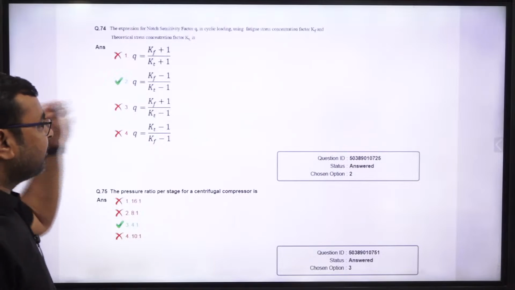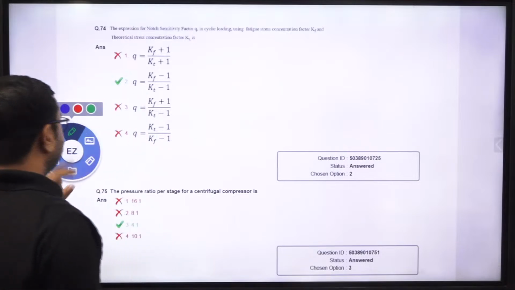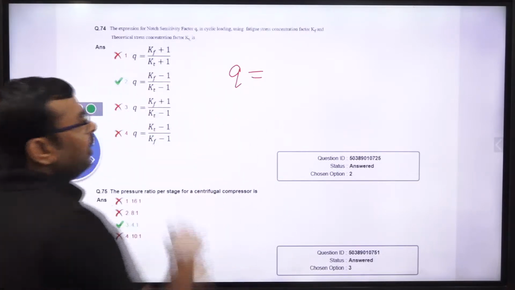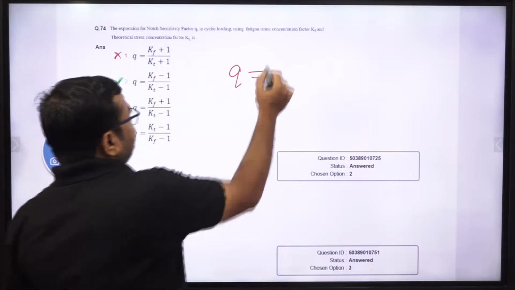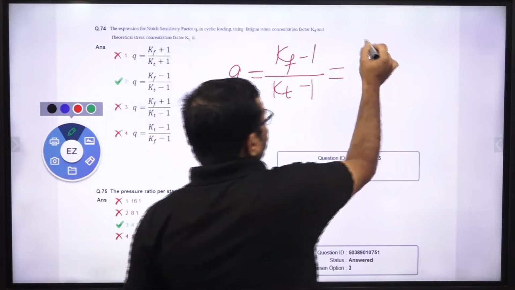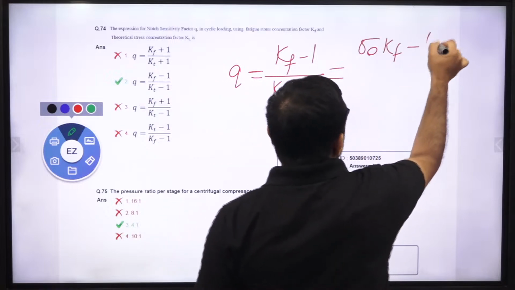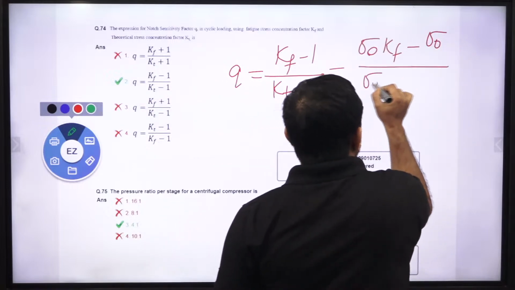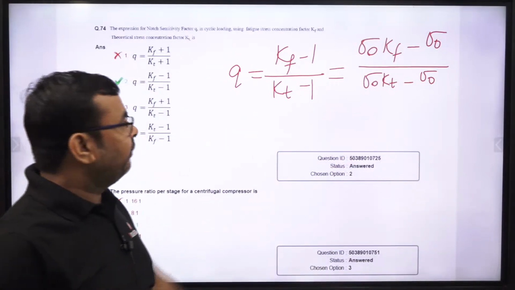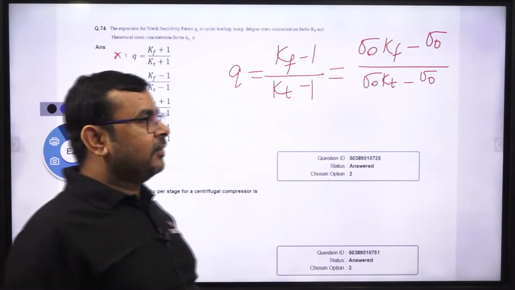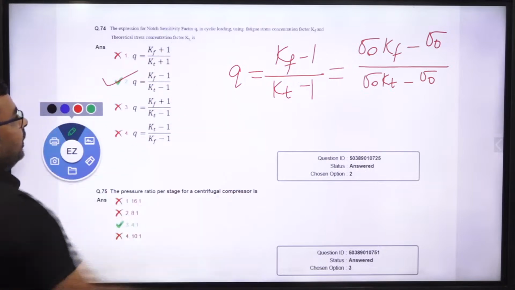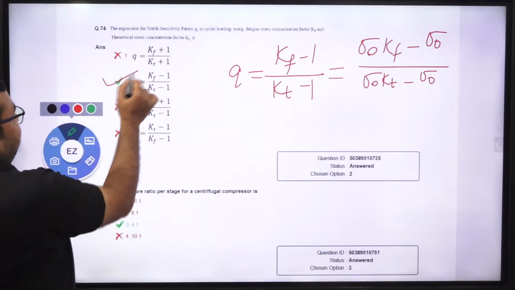Okay, so what again? This is a very simple question. I already told you many times. What is q? Notch sensitivity factor. This is called the notch sensitivity factor, and this is nothing but kf minus 1 over kt minus 1. Actually, it can be written as sigma naught into kf minus sigma naught over sigma naught into kt minus sigma naught. Yes or no? And where sigma naught is the nominal stress, and if you take it common from both the parts, then sigma naught cancels out, and you will get kf minus 1 upon kt minus 1. So the correct answer is option q. This is called the notch sensitivity factor.